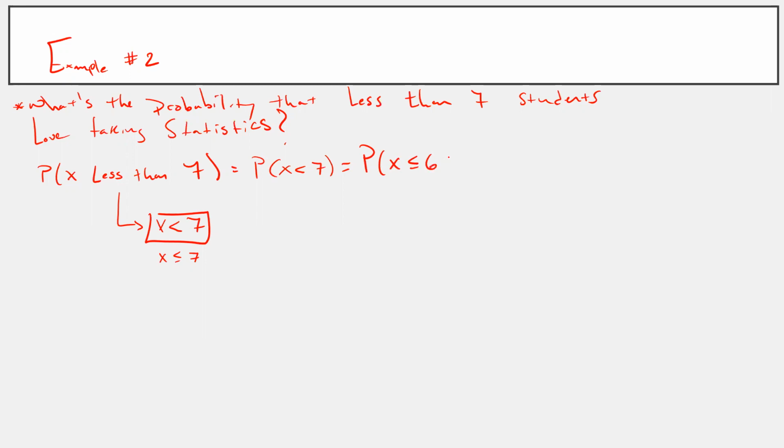So you have to be really careful how this stuff is answered, right? You want to be less than 7. Remember, you're talking to students and counting the number who say they love taking statistics. So you could have 0 of the 9, you could have 1, 2, 3, 4, 5, 6. Everything less than 7 is the same as being less than or equal to 6. Okay. Now once you have it set up like this, you can use the binomcdf.